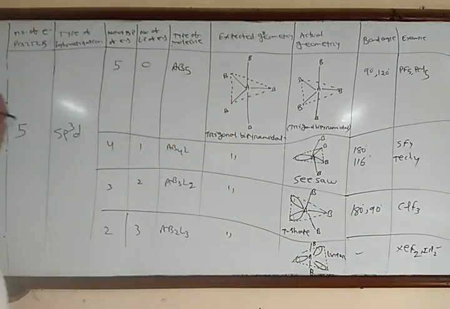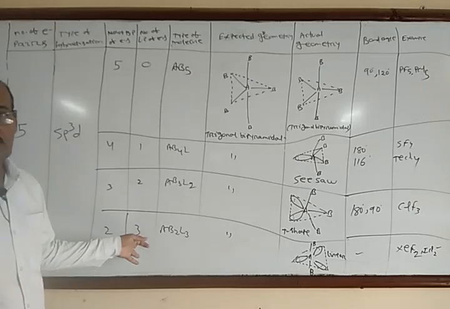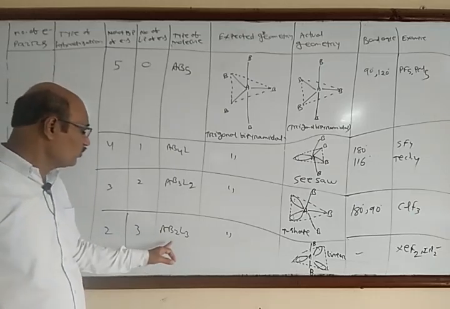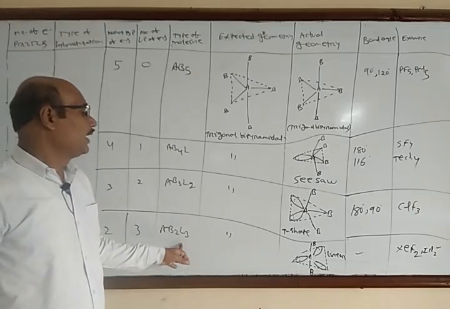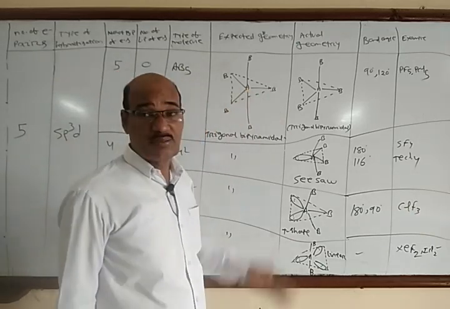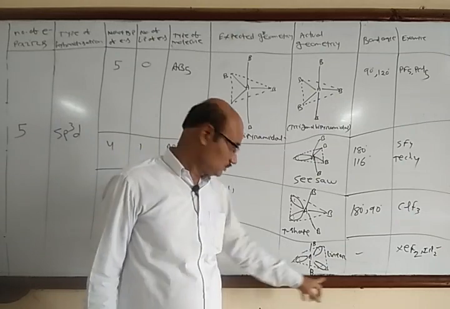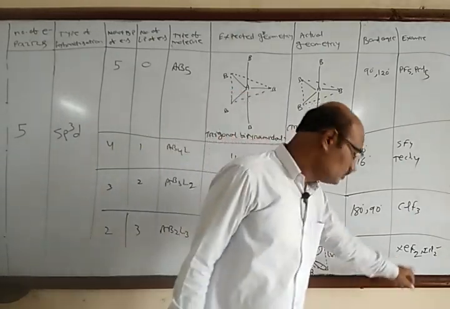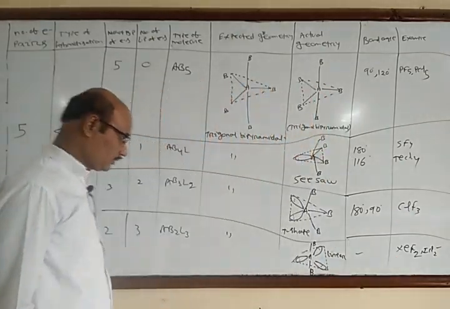And when we have 2 bond pair and 3 lone pair, the molecule becomes AB2L3 type. Here the shape, or the actual geometry, becomes what? Linear. XeF2 is the example we have taken, right?